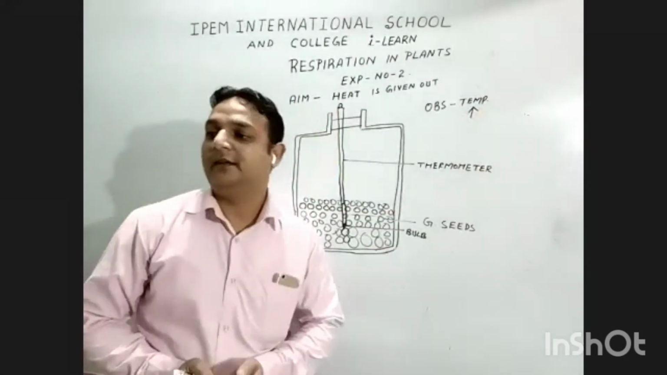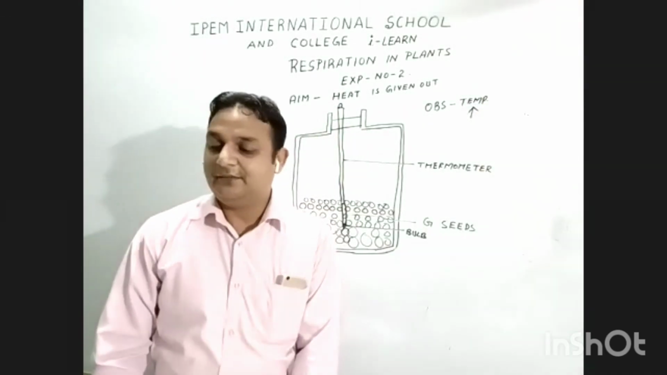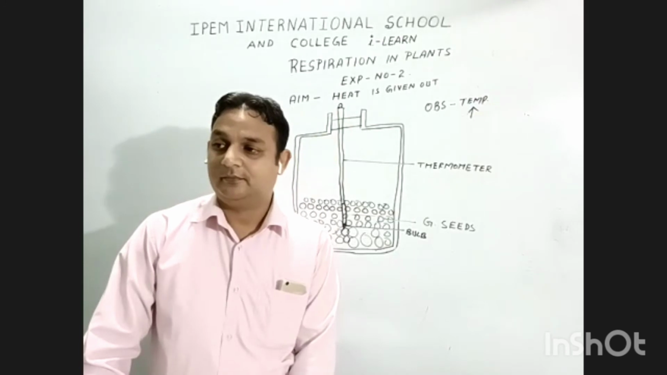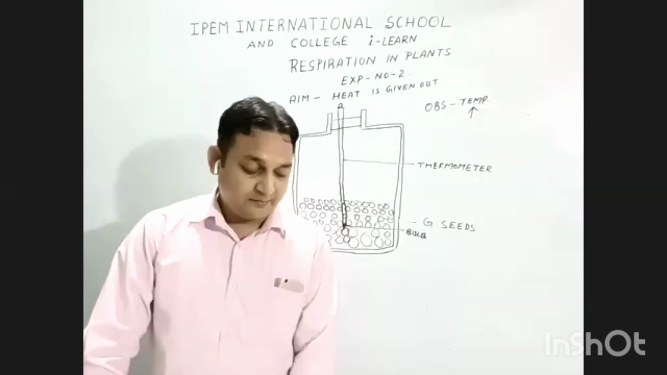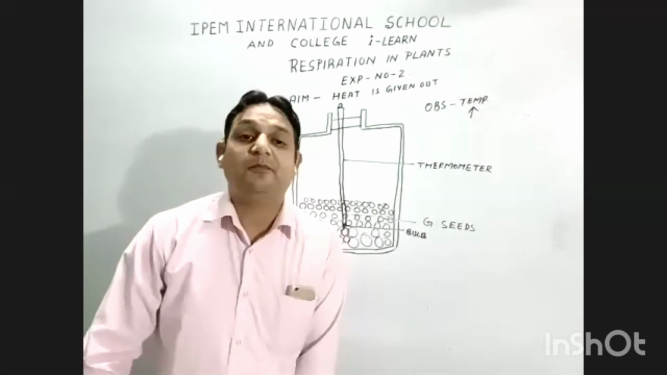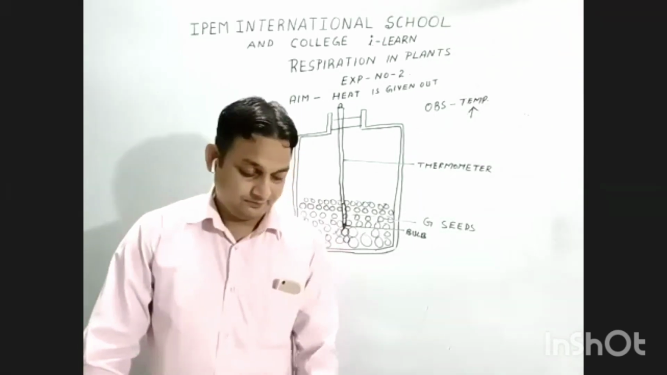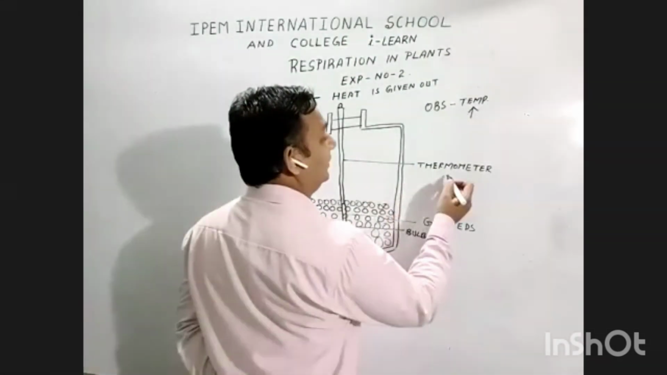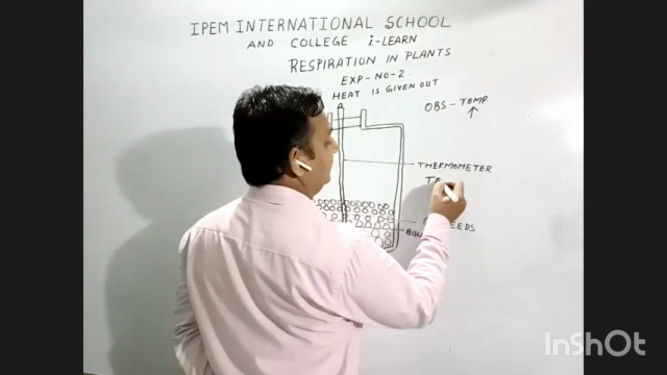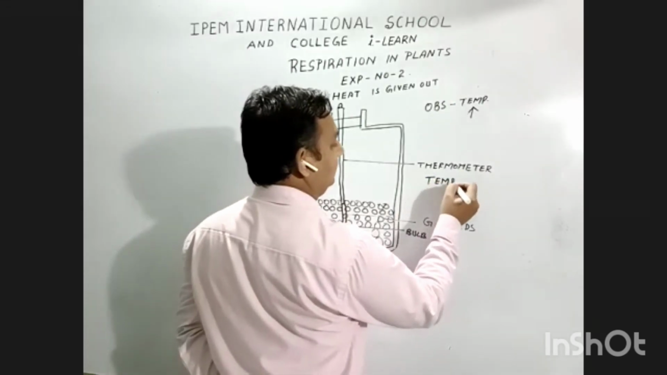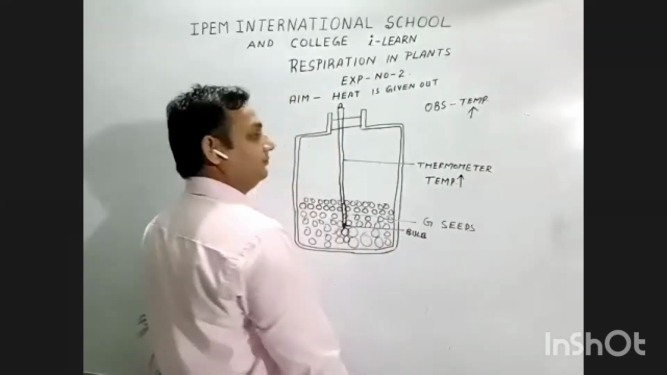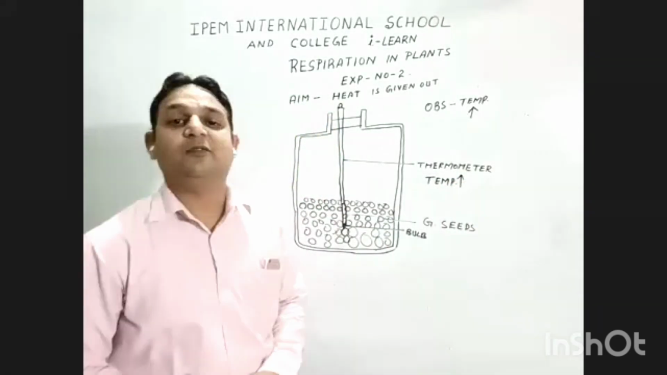Now, how will you give the reason for the observation? Next, reason for observation. Germinating seed respires and produces heat energy. And this heat energy causes the temperature to rise in the thermometer. This is the reason for observation.